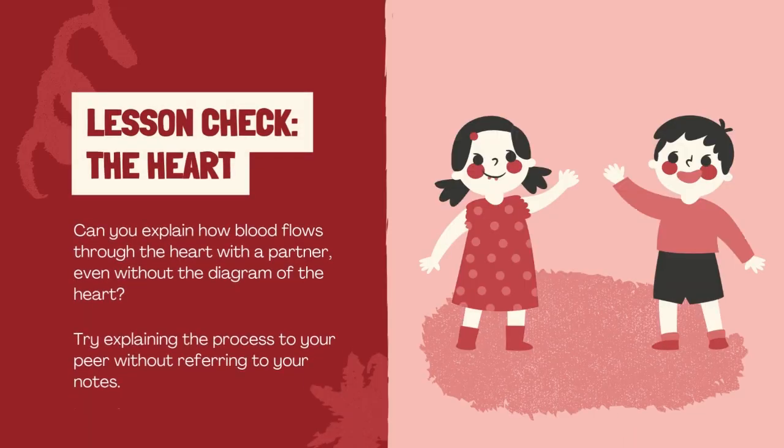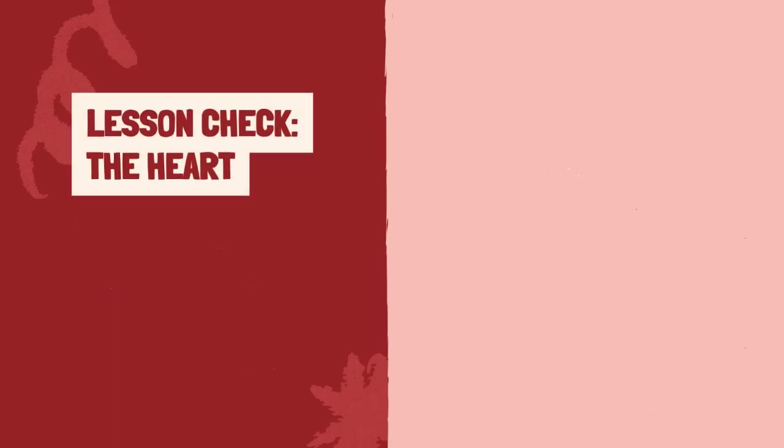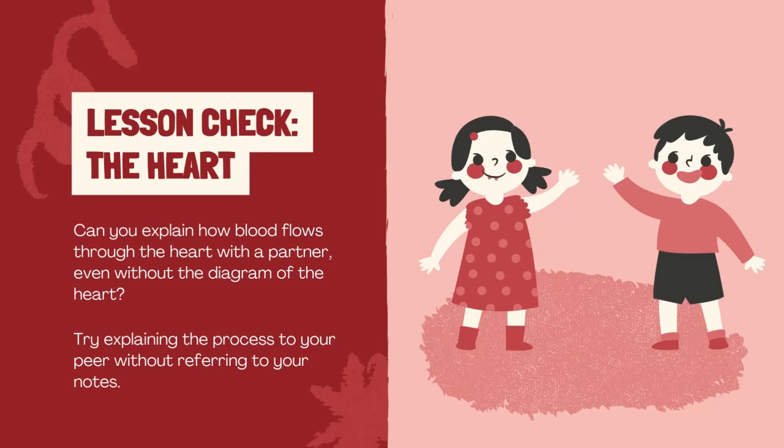Lesson check. The heart. Can you explain how blood flows through the heart with a partner, even without the diagram of the heart? Try explaining the process to your peer without referring to your notes.